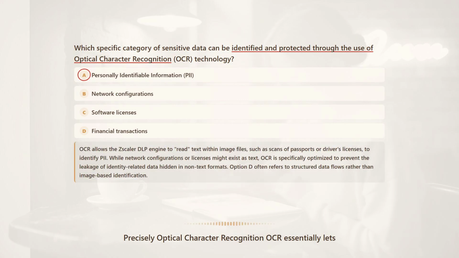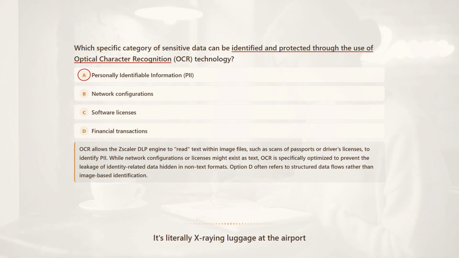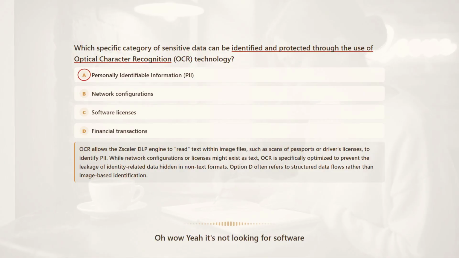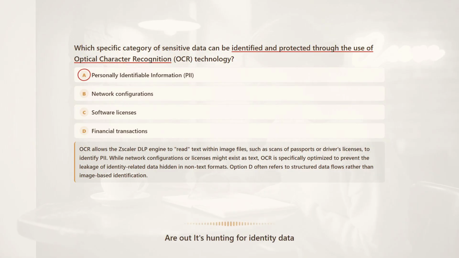Precisely. Optical Character Recognition essentially lets the data loss engine read text inside non-text files. It's literally like X-raying luggage at the airport. Oh, wow. Yeah, it's not looking for software licenses or network configs, so B and C are out. It's hunting for identity data.